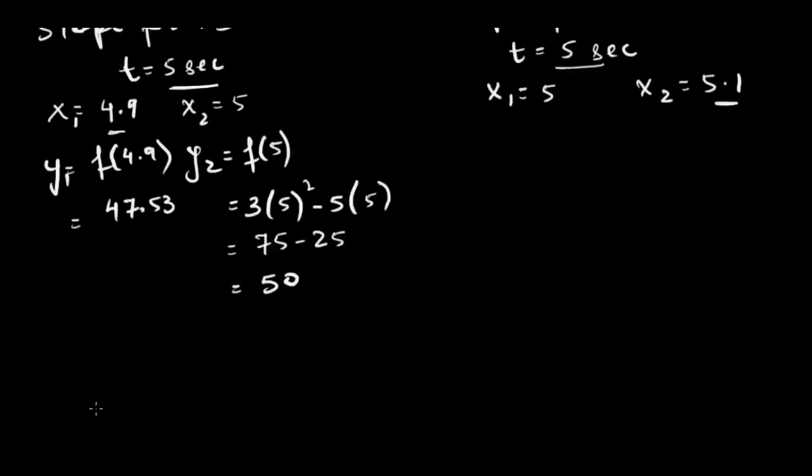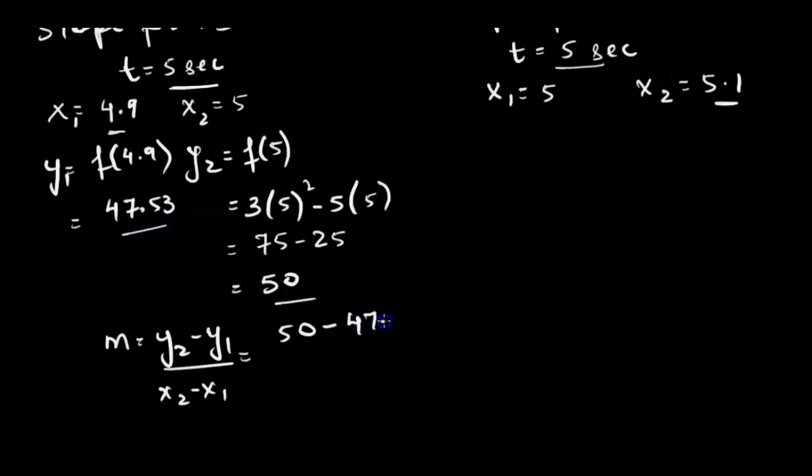Now we would calculate the slope of preceding interval. So slope is y2 minus y1 divided by x2 minus x1. y2 is 50 minus y1 is 47.53 divided by 5 minus 4.9. That would give us 2.47 divided by 0.1, which is equal to 24.7.